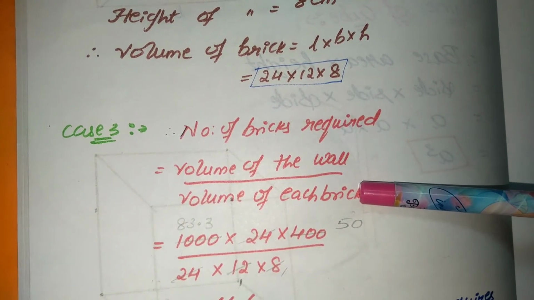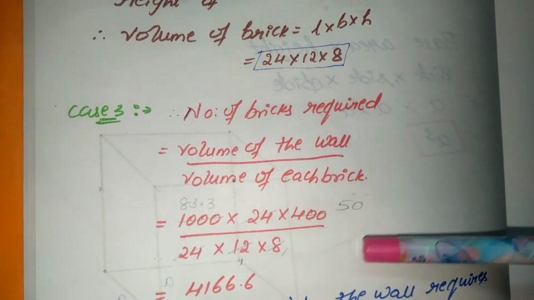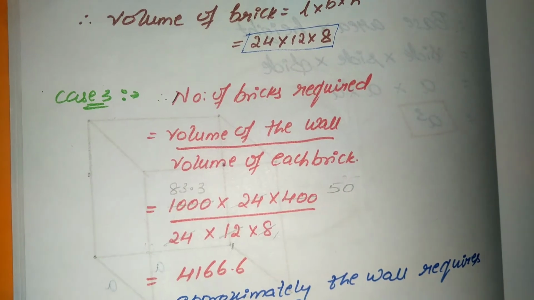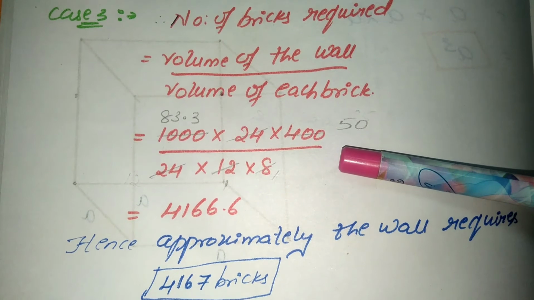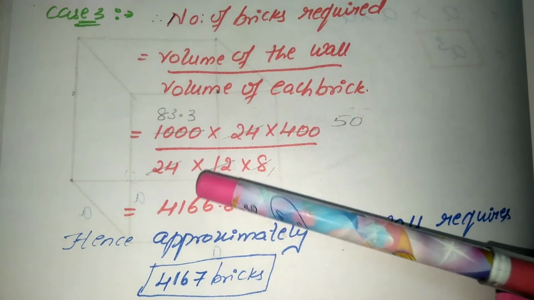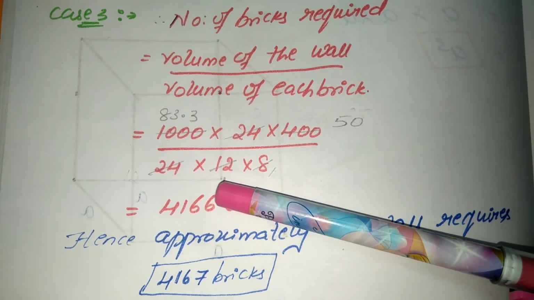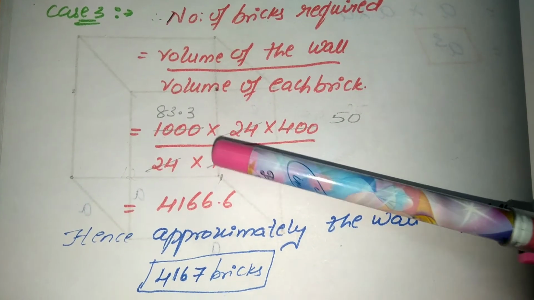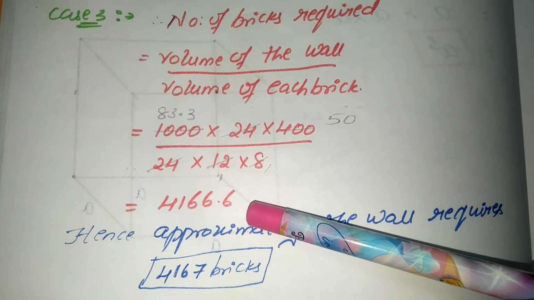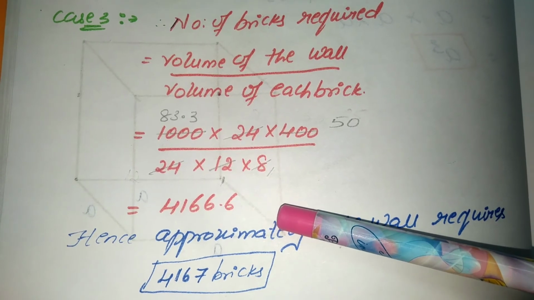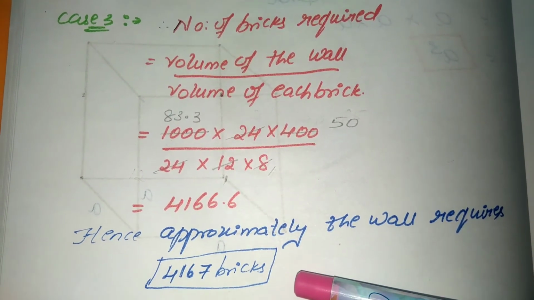Now the bricks required is volume of the wall by volume of the brick. Volume of the wall we have already written there. I am not going to write the answer. I will keep the numbers as they are so that for cancellation it will be very easy. 24 gets cancelled. Again 12 ones are 12, 8 threes are 24, and so on. On multiplication I will be getting 4166.6. Hence approximately the wall requires 4167 bricks.